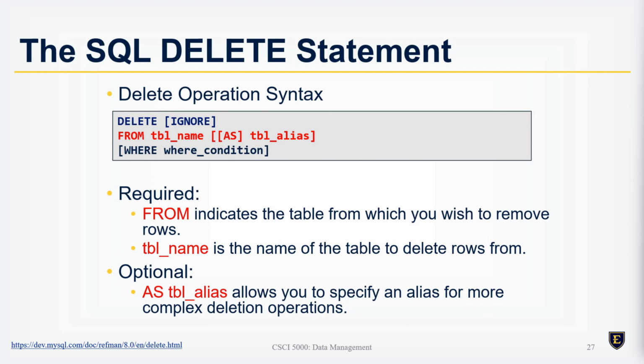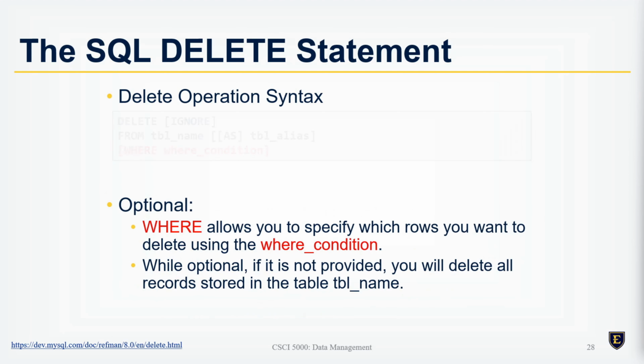From table name is also required. From indicates the table from which you wish to remove the rows, and table name is the name of the table to delete the rows from. Optionally, you can put the keyword as followed by any table alias you want to specify an alias for more complex deletion operations. And that might be useful in the where clause, which is next.